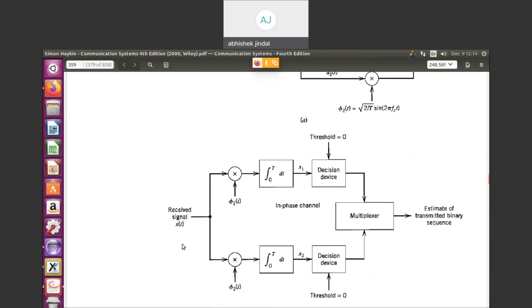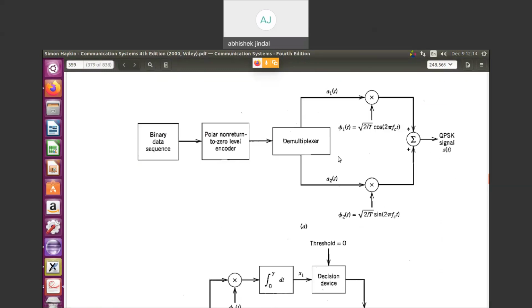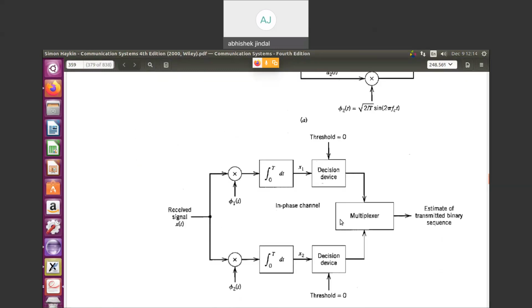Now at the receiver, what we do is that we do the correlation because we are in the coherent setting. Coherent setting means that phi 1(t) and phi 2(t) are available in exact form. So we will do the projection on each of the functions, and that projection is completed by multiplying and then integrating over the symbol time. So that is what is done. So you get two numbers x1 and x2.